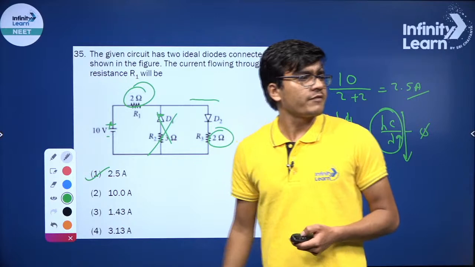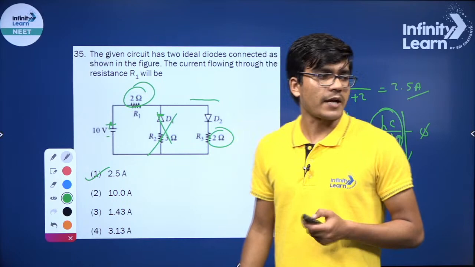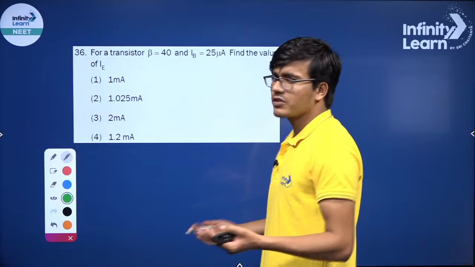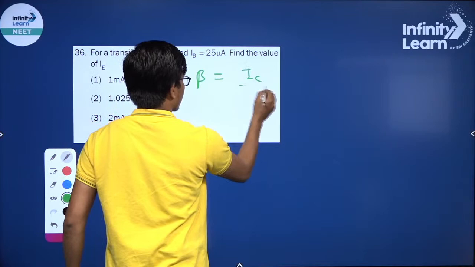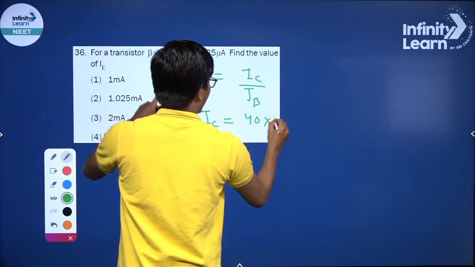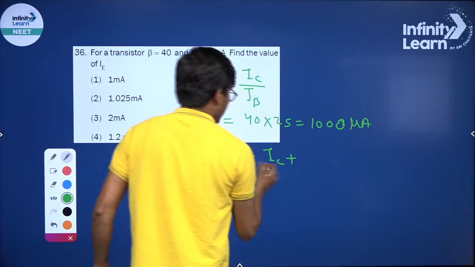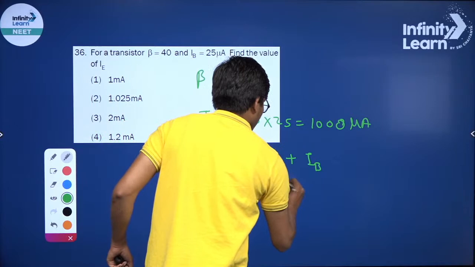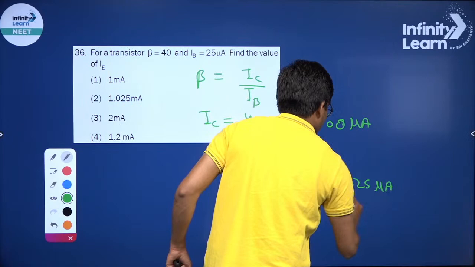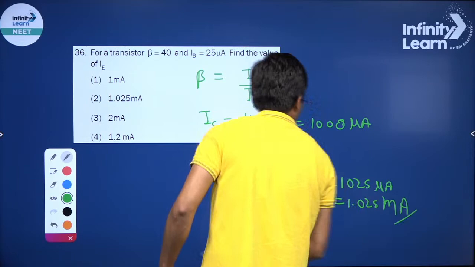All right, moving to question number 36. It's a very simple, formula-based question from semiconductors. Beta, the current gain, is given by IC by IB. So you get IC equal to beta times IB, beta is 40 and IB is 25, so it is 1000 microampere. But you don't need IC, you need IE, and you know that current in the emitter is equal to current in collector plus current in base. So this is 1000 and this is 25. So 1025 microampere is the answer, or you can write 1.025 milliampere. So that is the second option. Direct formula-based question, very good.